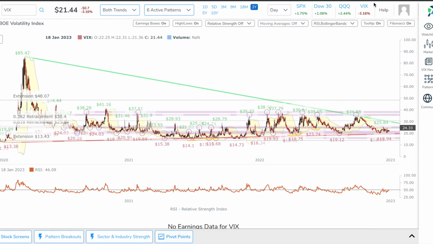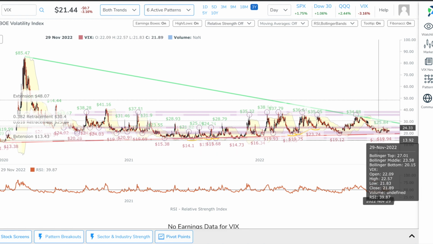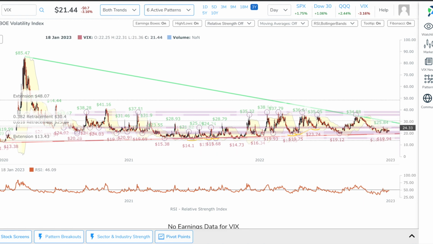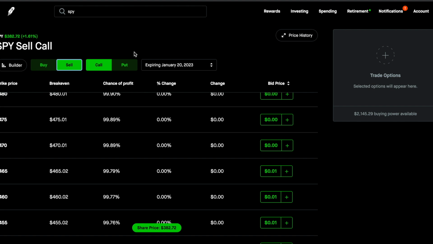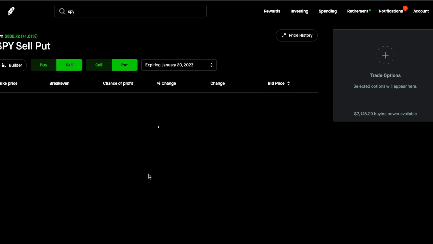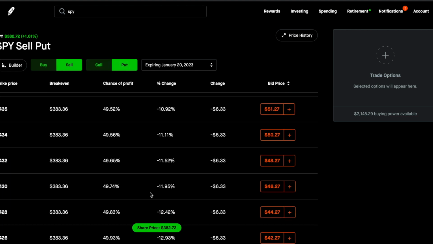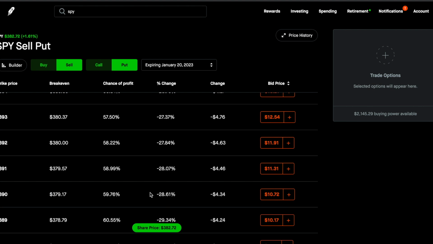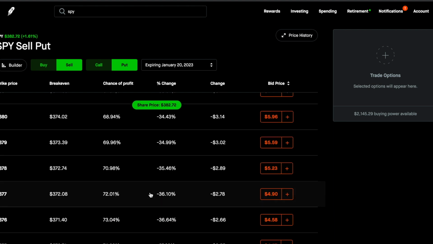So I'm not going to buy an outright put. Let's go to Robinhood. I'm going to show you what I'm going to do. All right, so we're in the Robinhood platform. Basically, I want to create a calendar spread. A calendar spread consists of selling a shorter dated option at, I'm going to pick the 365 strike, and we're going to do a put calendar spread. So we're going to select the 365 strike, and I'll show you why.